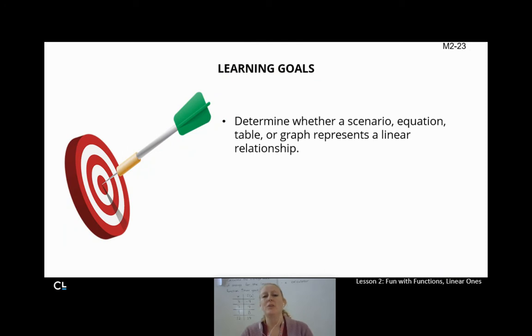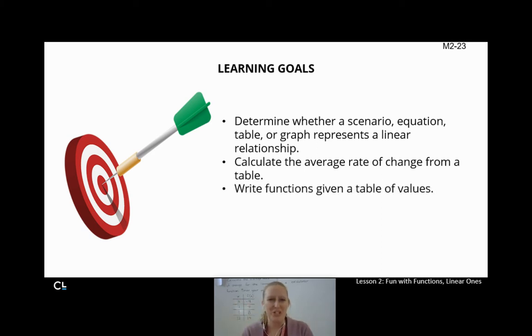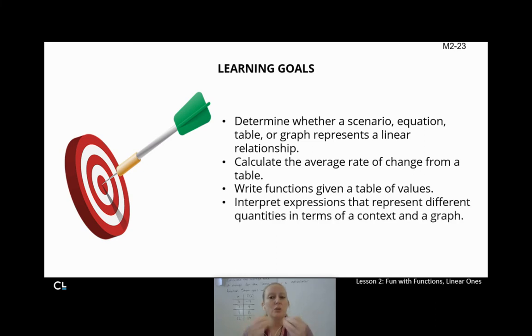So we've already determined whether a scenario, equation, table, or graph represents a linear relationship. We're always looking for that constant difference, that average rate of change, all that good stuff. We've been calculating the average rate of change, which we know is the slope of our function. We've been writing functions, right, given a table of values and even just scenarios. And we've also been digging into interpreting these expressions that represent different quantities in terms of context or graph. We're talking money, t-shirts, what is it we're talking about here?